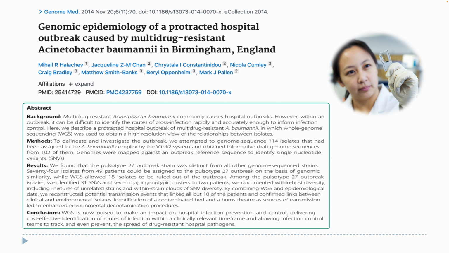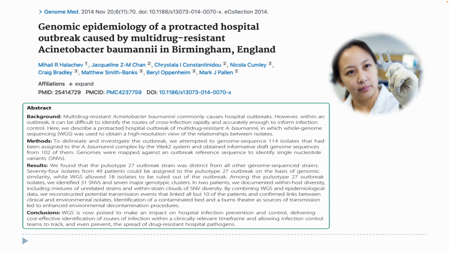And this has been written up. If you're interested to know more, you can look at this paper that came out 10 years ago. Jackie Chan was my PhD student at the time. Her and Mike Halachev did most of the work on this, but there was a team of people also working on this from the hospital, included my colleague collaborator Beryl Oppenheim.